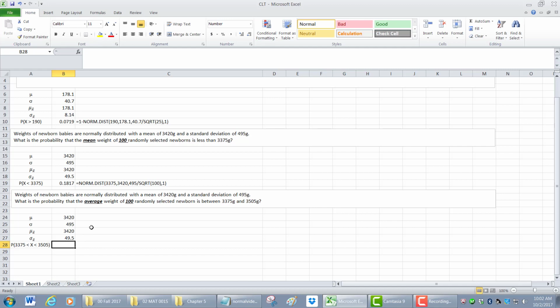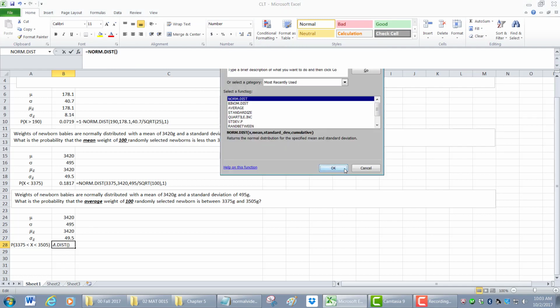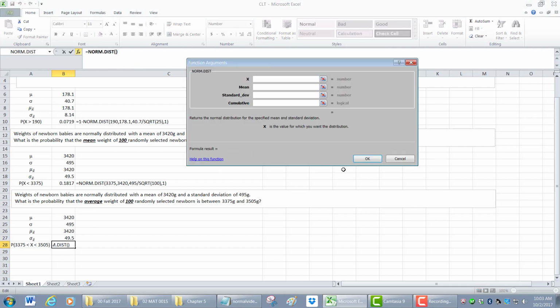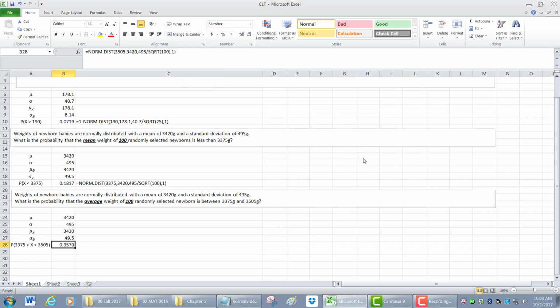Okay, now this time it's a little more complicated because we're talking about between. So we're going to start out with our norm.dist function, and we're going to do it for the higher figure, which is 3505. Our mean is 3420. Our standard deviation is 495 divided by the square root of 100. And our distribution is cumulative because it always is. But wait, 95.7 goes from 3505 grams all the way down to negative infinity, which is kind of silly because we can't have babies with negative weights, but nonetheless that's where it goes.